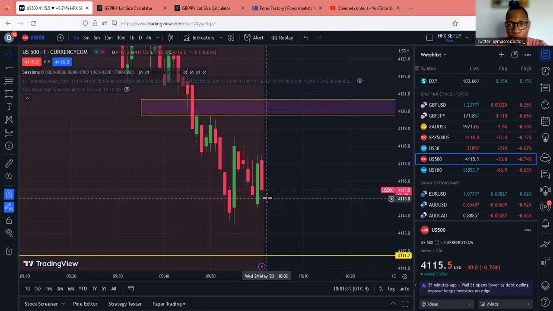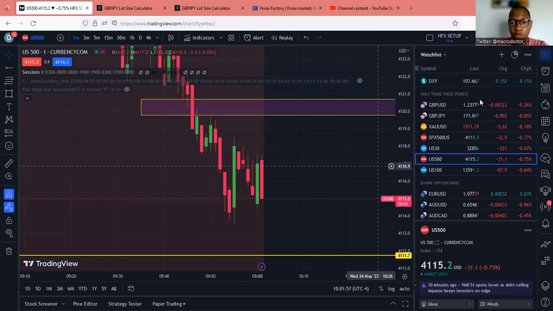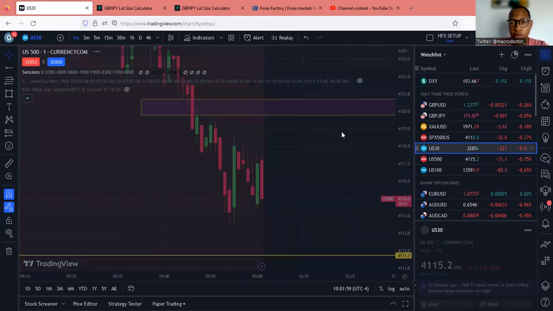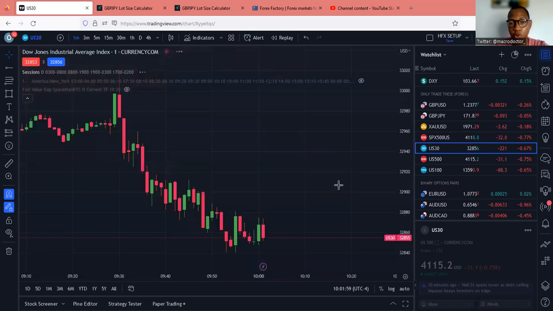Because of the ICT macro that exists from 9:50 a.m. to 10 a.m., where we expect some things to happen. I know ICT silver bullet officially is 10 to 11 a.m., but the way I trade it, I try and combine the macro hour and then the silver bullet. Okay, so let's see what price wants to do. At this point, we're just waiting, to be honest.